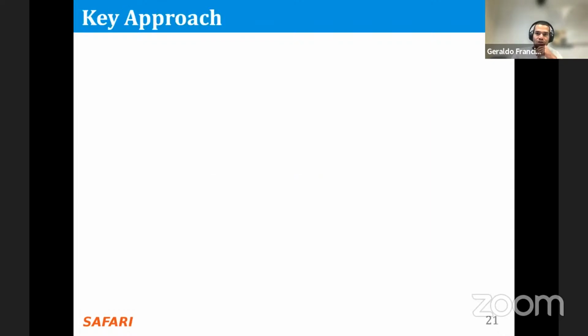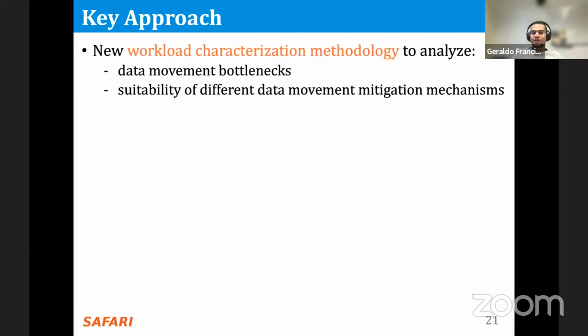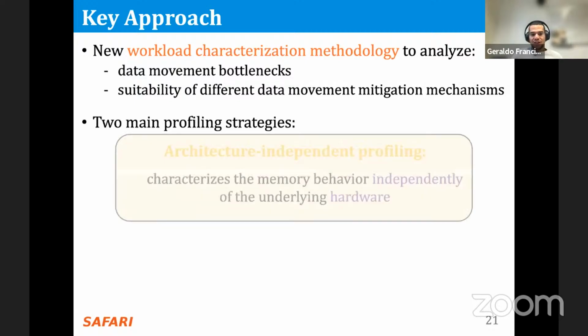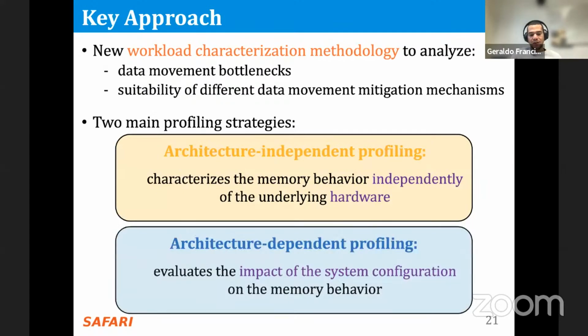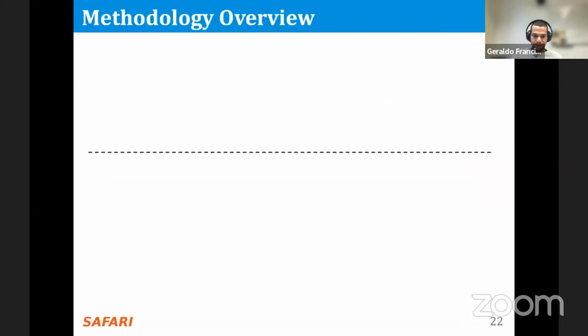We developed a new methodology that can characterize data movement bottlenecks and also the suitability of different data movement mitigation mechanisms. We use two main profiling strategies. First, we use architecture-independent profiling tools, which can characterize the memory behavior of an application independently of the underlying hardware properties or characteristics. Second, we use architecture-dependent profiling tools, which can evaluate the impact of system configurations, for example, the size of the memory hierarchy or hardware prefetchers, on the memory behavior.